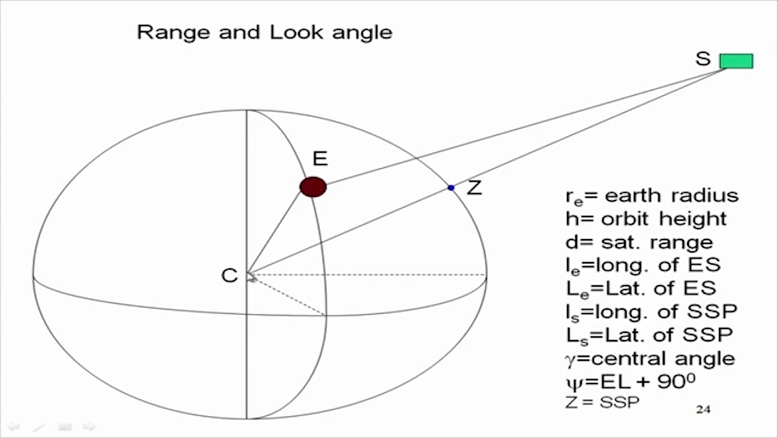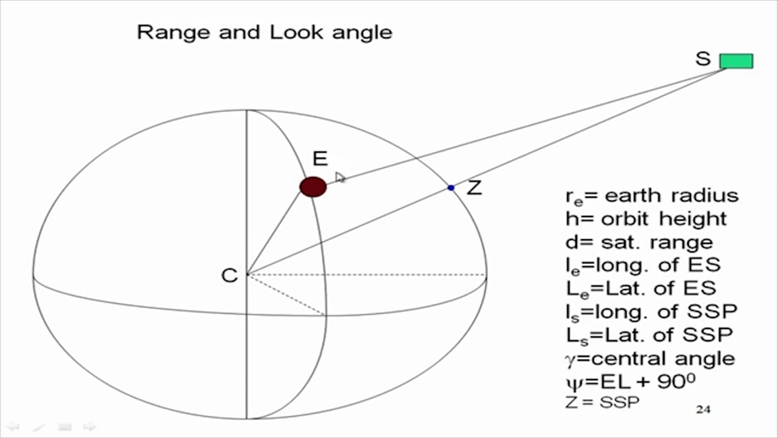From the center of the earth, we call it C, and the satellite I call S. So, S to C, if I draw a line, Z is the point which cuts the surface of the earth. So, Z is the sub satellite point. Again on the surface of the earth there is a station called earth station, I call it E. So, from E to the satellite, that is this length ES, is the distance from the observer, that is earth station, to the satellite.